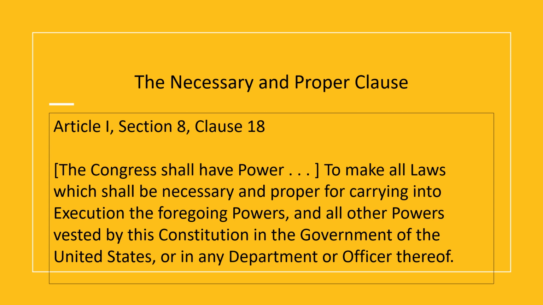Because if the power is vested in the Constitution, and certainly the framers of the Constitution could not anticipate every possible need for the government and for the society 200 plus years later, the necessary and proper clause gives this flexibility to Congress to do what it needs to do in order to fulfill its responsibilities.